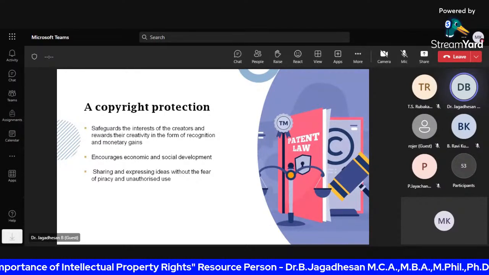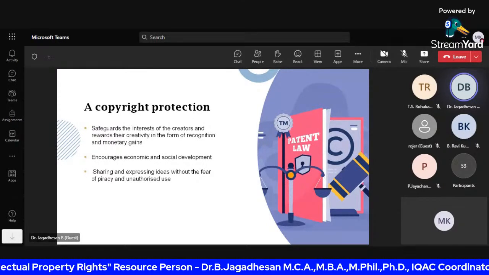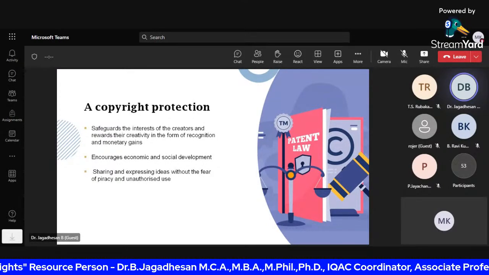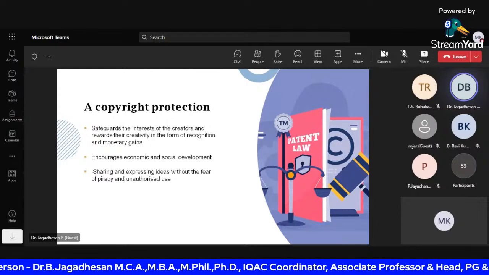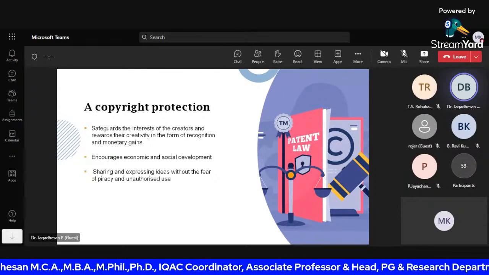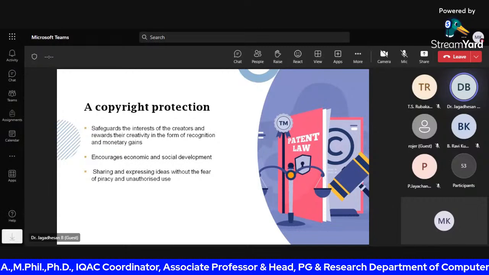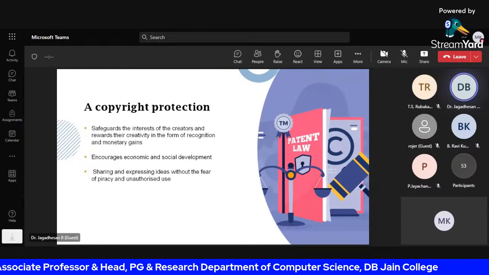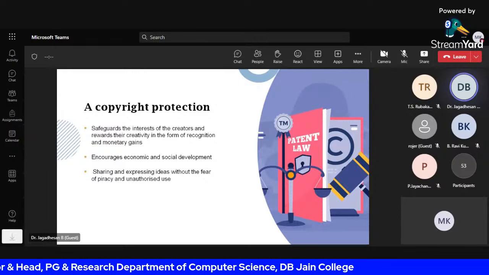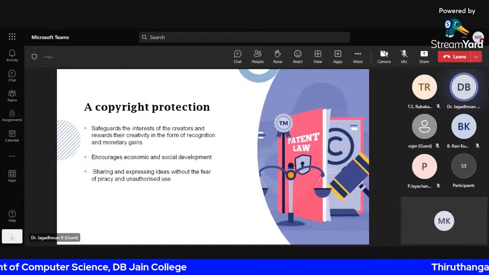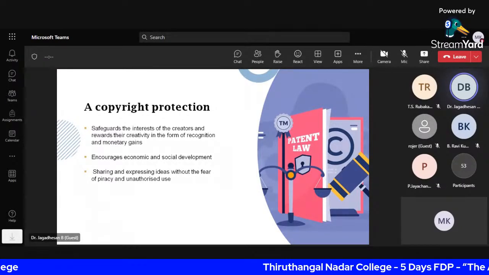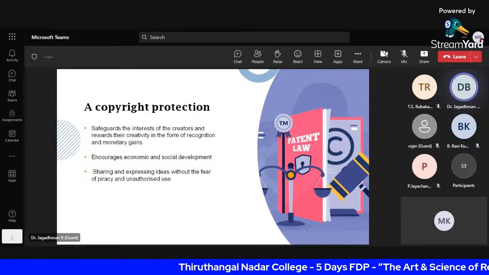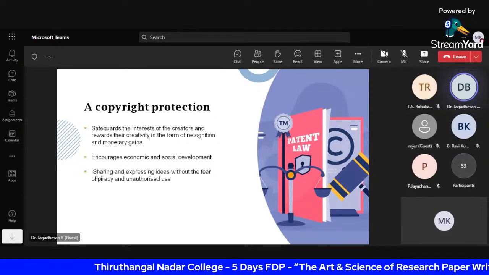Suppose each and every person has a different kind of idea, no? So copyright encourages different kinds of social development. Suppose person A is thinking about some kind of formula, person B is thinking about some kind of formula, person C some kind of formula. So we will get three to five formulas for a particular company, product, or process. But without any kind of copyright or intellectual property law, the same thing will be used.